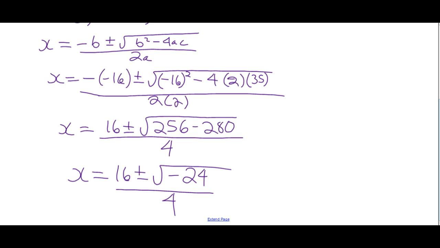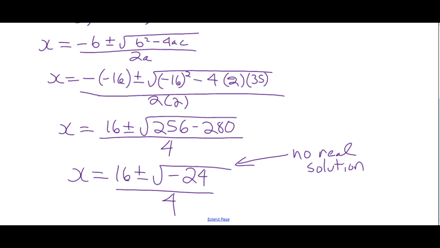We have a negative under the root sign, right? We cannot do that. What happens if we try to take the square root of negative 24? Error. No real answer. So algebraically, what do we say here? Point to here and say, no real solution.